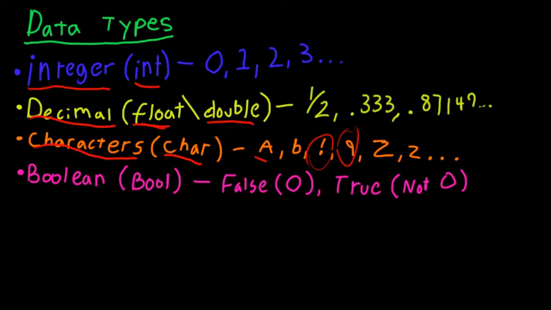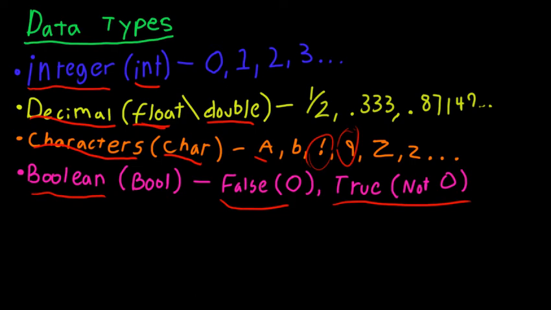Now, the final data type is something that you probably haven't dealt with a lot in your day-to-day life, or at least not on a mathematical level, and that is booleans. What a boolean is, it's simple, but at the same time, it can actually get quite complicated. It is a value that can only be one of two things, and that is false or true. So, think of a light switch as like a boolean value.